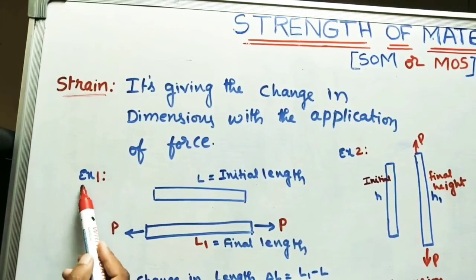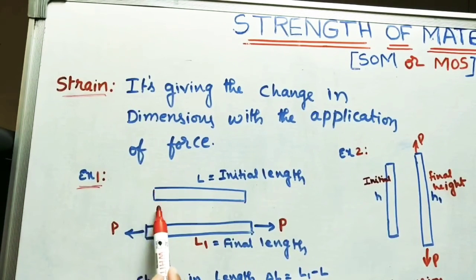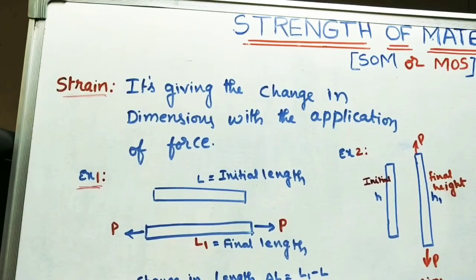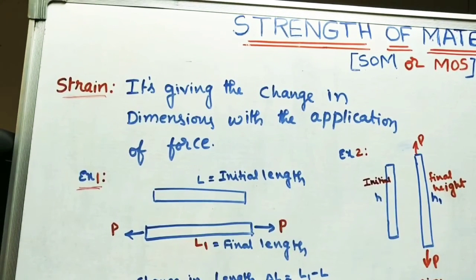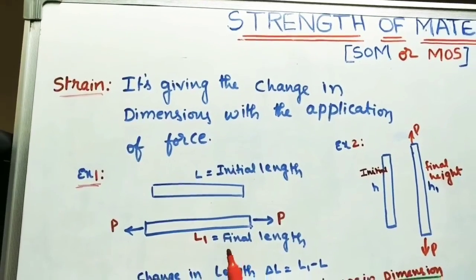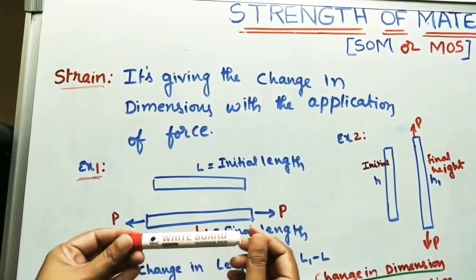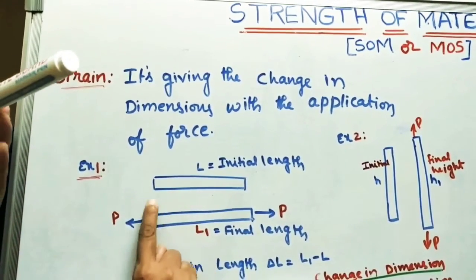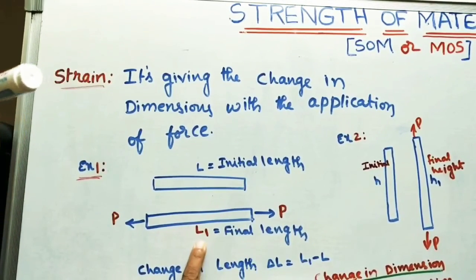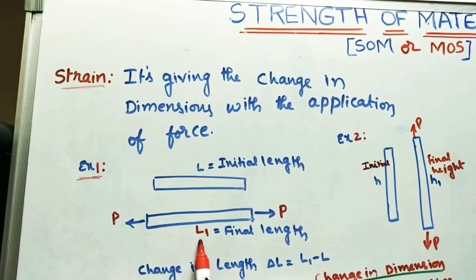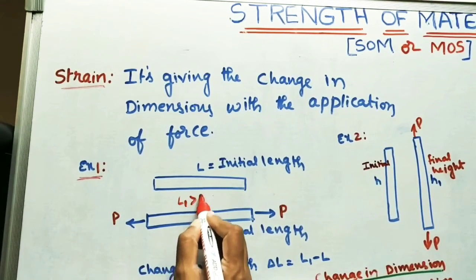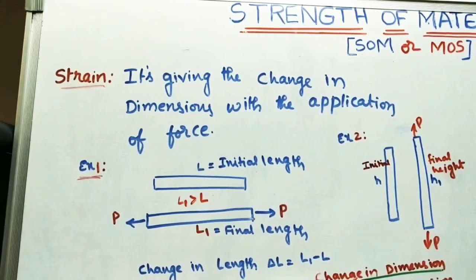Okay, let us take the first example. I am taking L length of a body. So L is the initial length. Here, in the next one, I am applying tensile force at both sides. Because of this force, its length is getting increased. Let us take L1 as the final length after application of the forces. So obviously L1 is greater than L, because of application of forces.